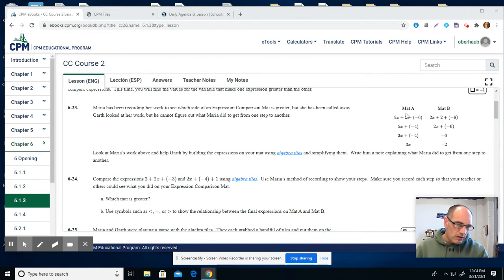So we notice here's her steps on mat A, here's on mat B. Somebody came over, Garth came over, and he really can't tell how she went from here to here, or from here to here. So he's having a tough time figuring out what happened. So look at Maria's work above and help Garth build the expression on the mat using algebra tiles and simplify them. Write him a note explaining what Maria did to get from one step to another.